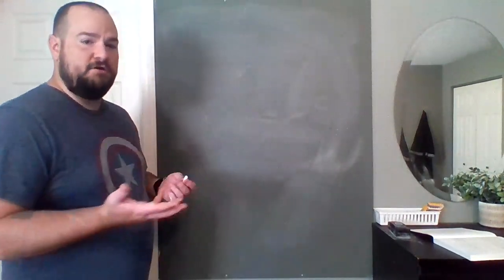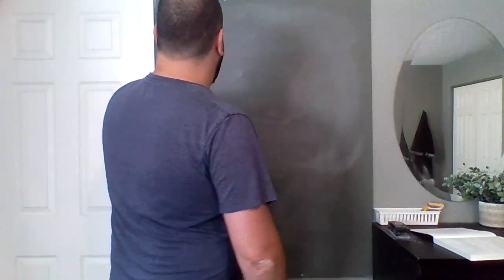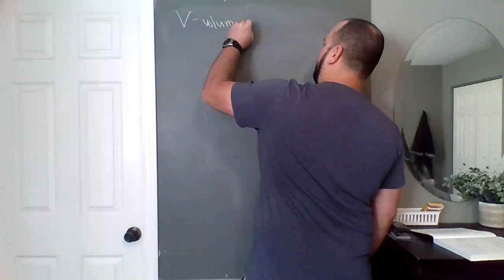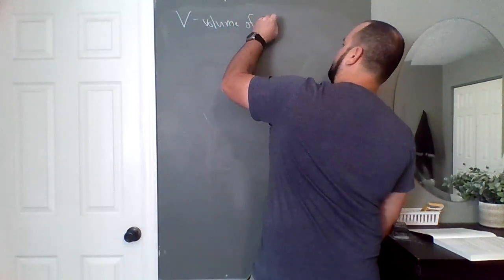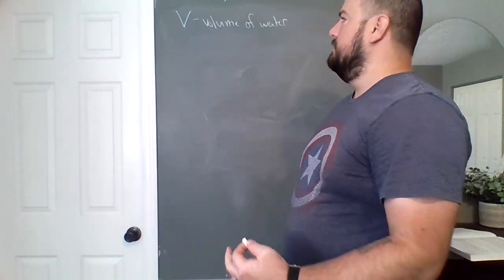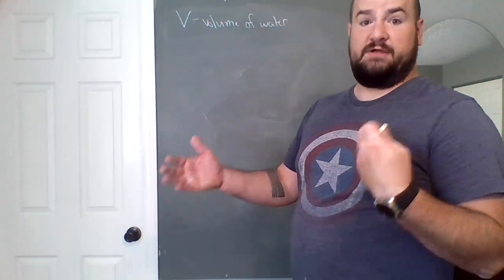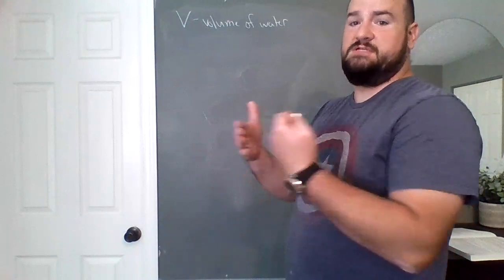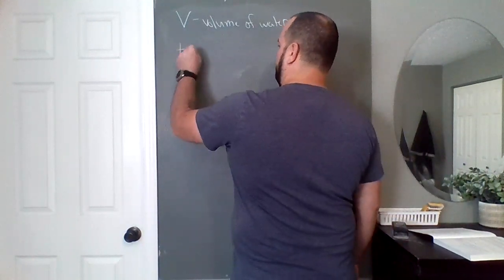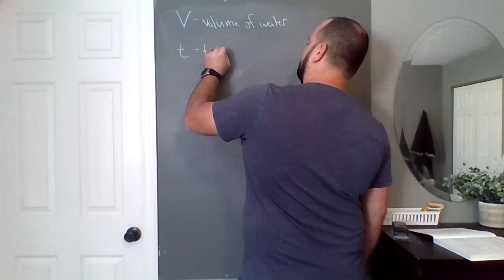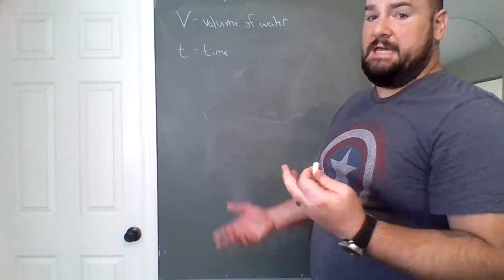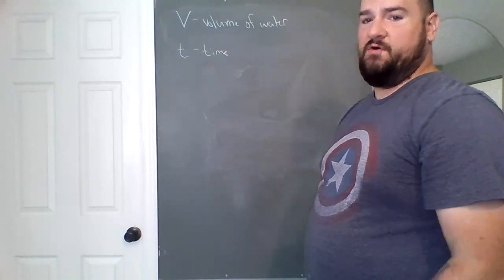So our variables here, well, we have V, and this is the volume of water. And what's our other variable? Well, again, as time goes on, right? This is a very common situation where time is our independent. Not the only one, but it is a very common one. This is time. Okay? Again, time is independent, volume of water is dependent.